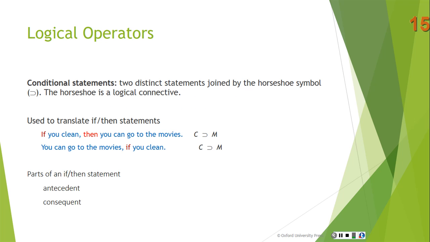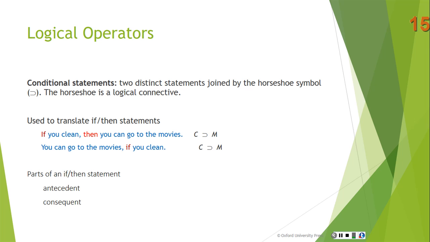Now, conditional statements. These are two distinct statements joined by the horseshoe symbol. The horseshoe is a logical connective. In English, they are if-then statements. So we use the horseshoe to translate if-then statements. So, if you clean, then you can go to the movies. Imagine a parent is saying this to their child: if you clean your room, then you can go to the movies.